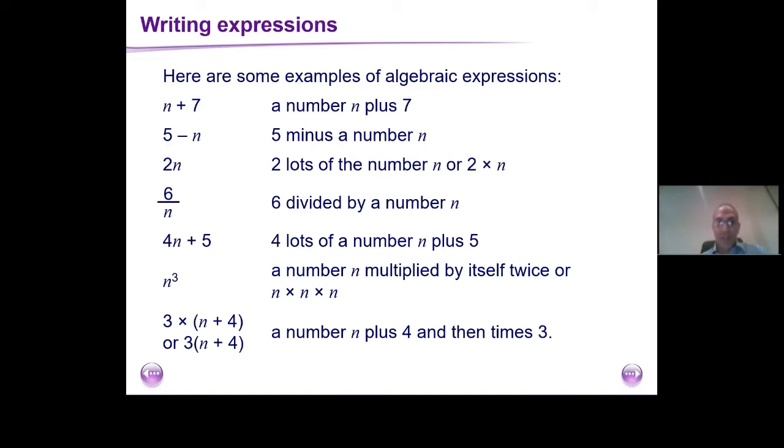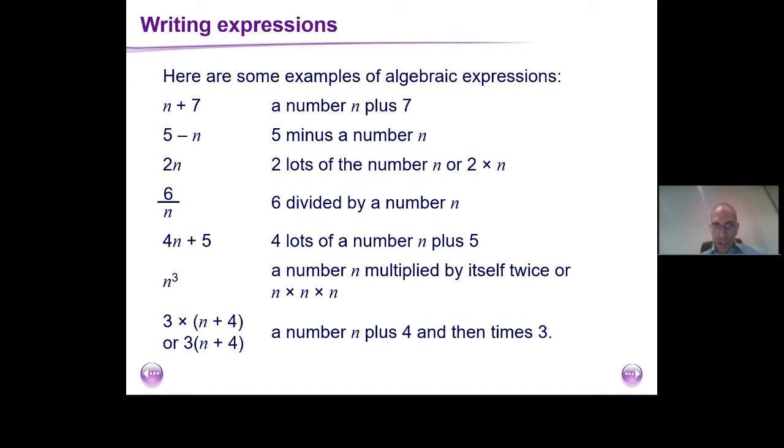In this case, it's 4 lots of n, so it'll be 4n and then plus 5. In the sixth example, it says a number n multiplied by itself twice, or n times n times n. So we know here n times n was n to the power of 2, or n squared. If you're multiplying it by itself 3 times, then that power is going to be 1, 2, 3, 3 n's, so it'll be n to the power of 3.